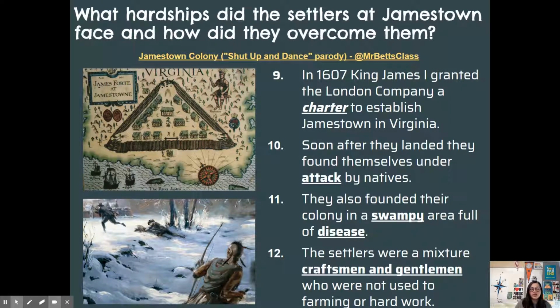King James I grants the London Company a charter to establish Jamestown in Virginia. So they get the money and the rights to create this little colony. And you can see kind of what it looks like there. It's kind of like a fortified triangle, and everybody lives within that triangle. So as soon as they land, they find themselves under attack from natives, okay? And the natives do not want them there. So they are going to lose some people from that.